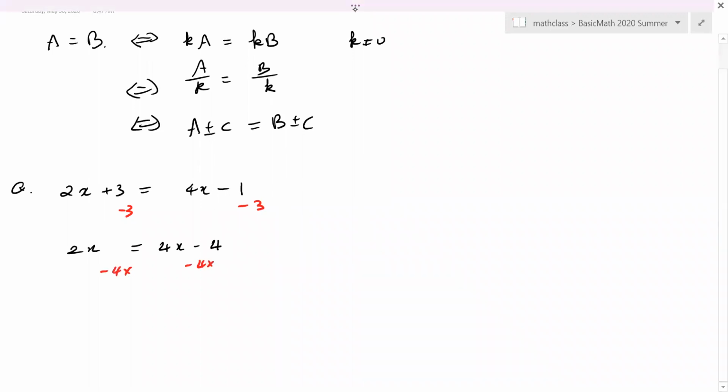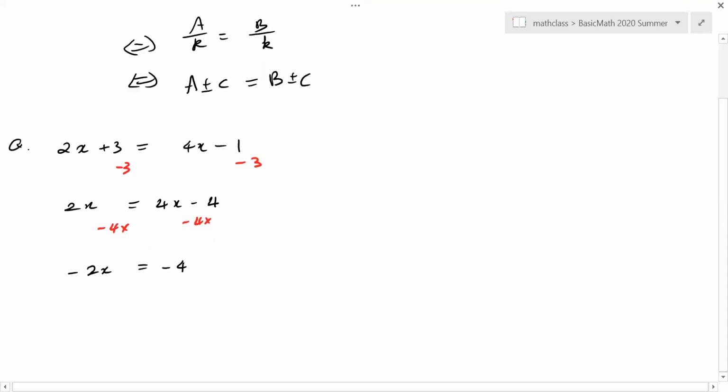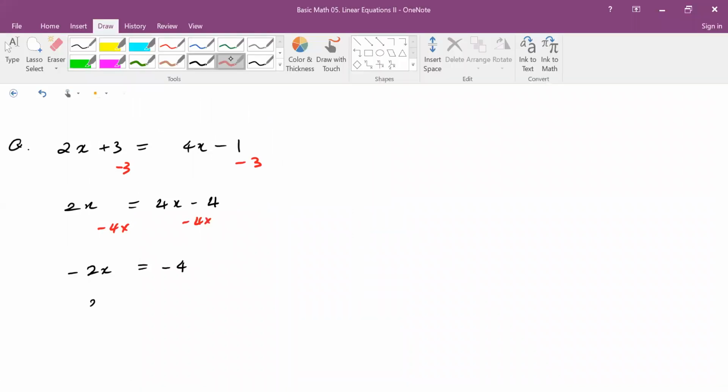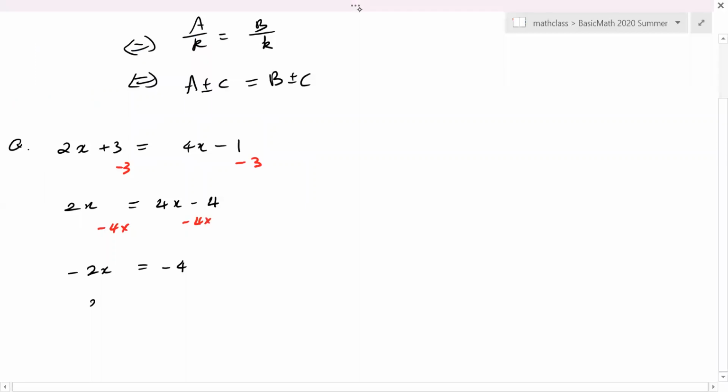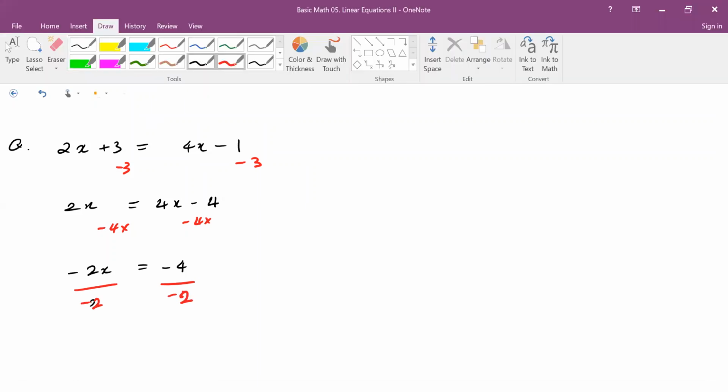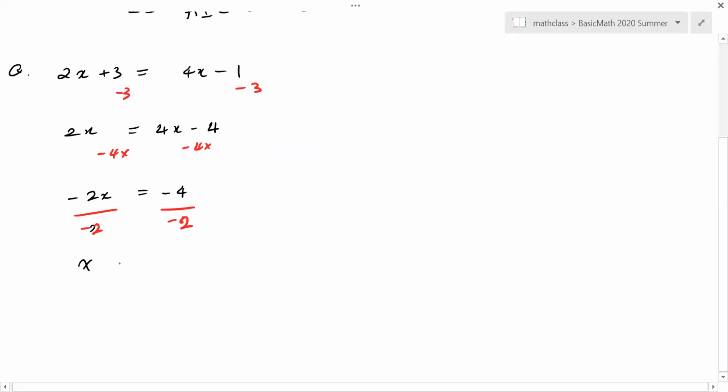Then you can subtract 4x from both sides, and you will get negative 2x equals negative 4. Then you divide both sides by negative 2. So the left-hand side is just equal to x, and the right-hand side equals 2. So that's how to do that.